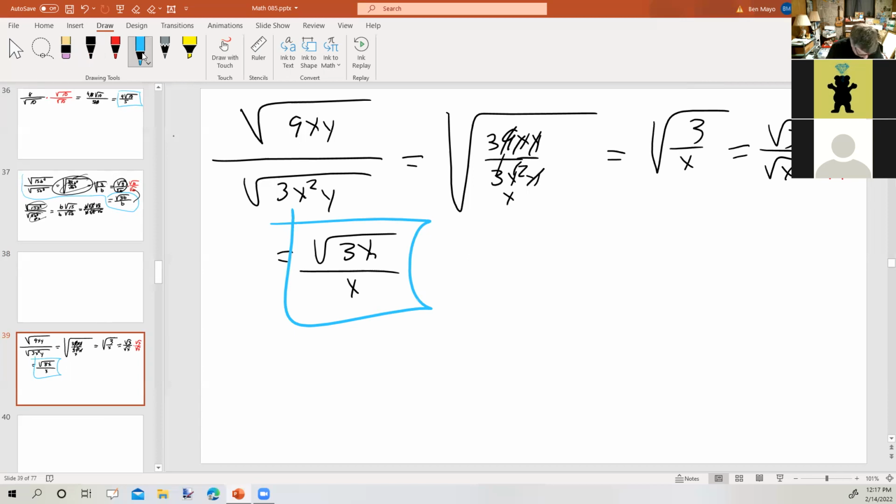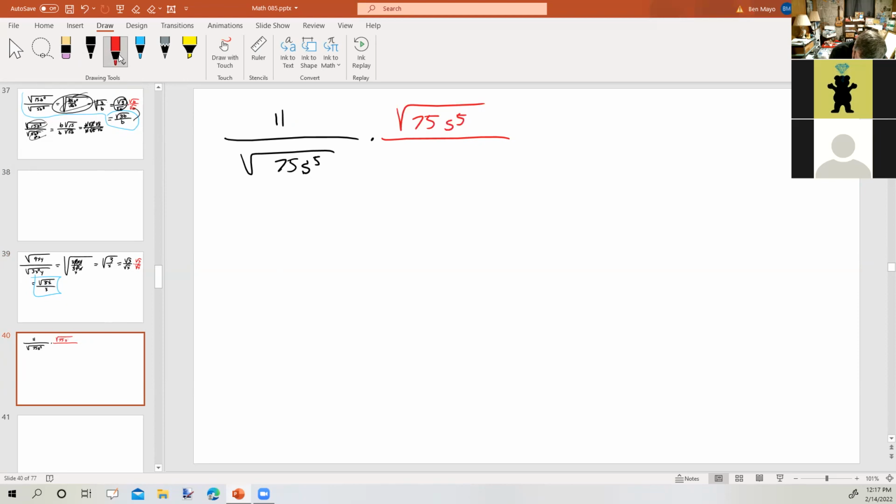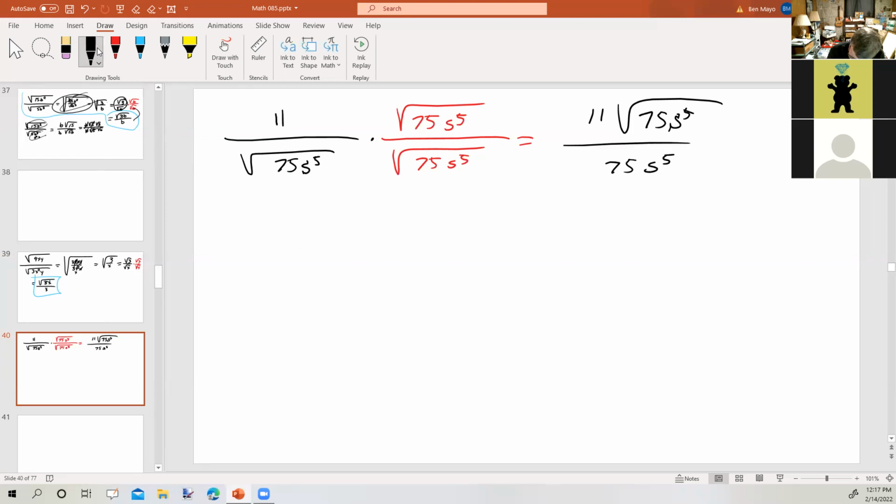Okay. One more example here. I've got 11 over the square root of 75s to the 5th. Well, one way I could do this is to multiply both top and bottom by the square root of 75s to the 5th. In the numerator, that'll give me 11 times the square root of 75s to the 5th over 75s to the 5th. Okay.